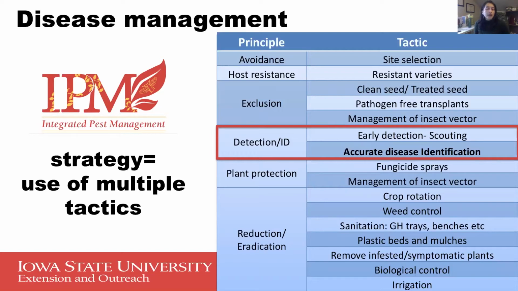Do you need to manage an insect vector, and how? Should you plan a crop rotation in the future? Or can you manage your irrigation differently to prevent this problem?